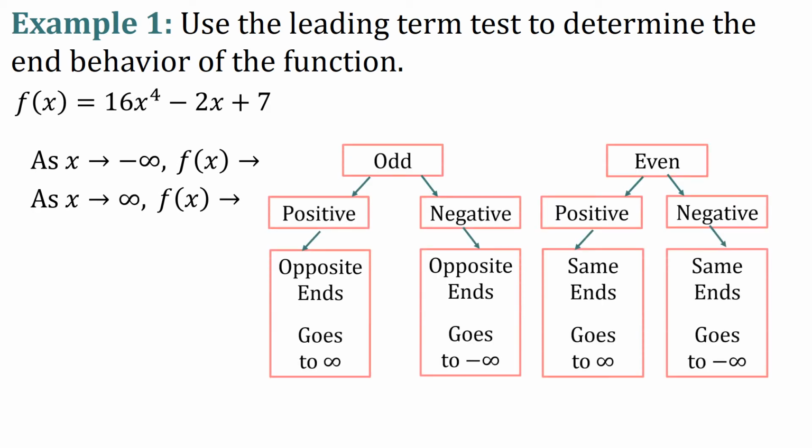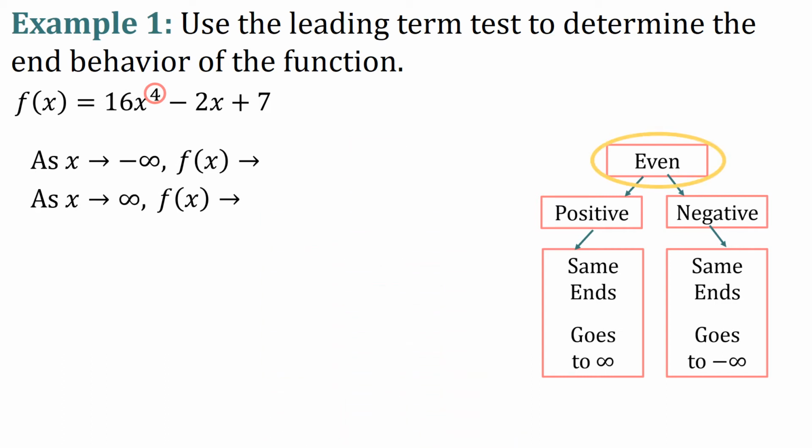So here's our flow chart from the other page. First thing we have to decide: is this function odd or even? Well, our power is 4. Is 4 an odd or even number? It's even, so we can take away the other flow chart. We don't need it. Now we have to decide, is it positive or negative? Well, we have 16. Is 16 a positive or negative number?